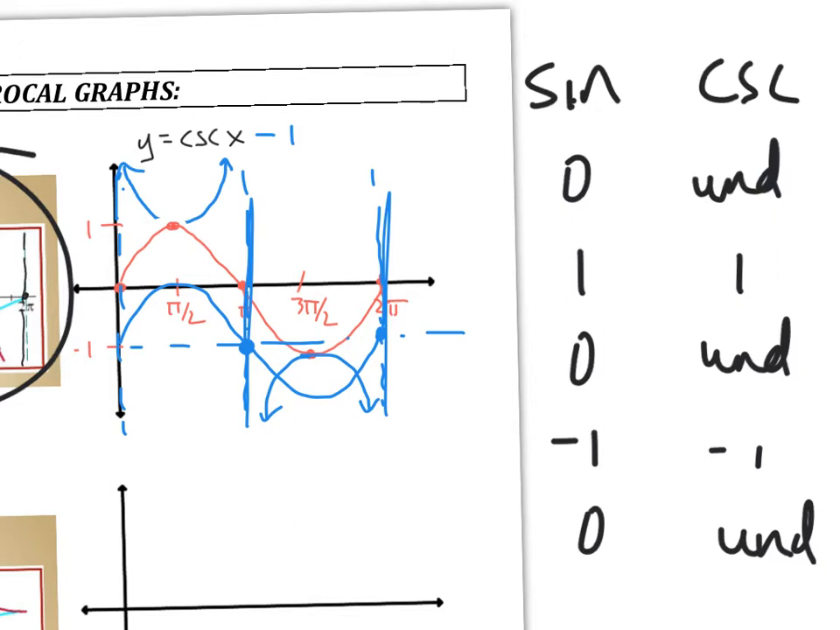The reason is, think about basic order of operations. You would do your cosecant curve first. That would create your undefined or your 0, right? And then you would subtract 1. So if we have 0 here, and then we subtract 1, it's not affecting the undefined. So just understand that idea.